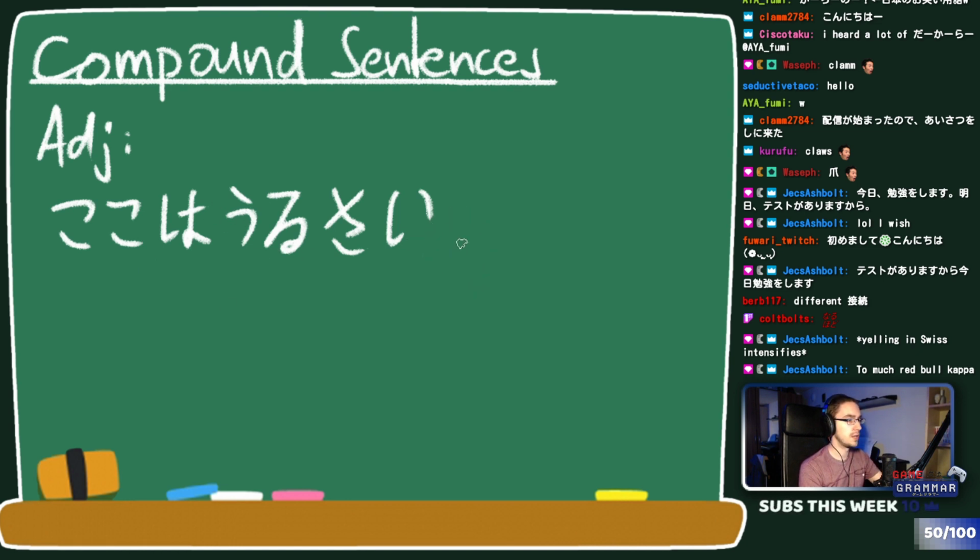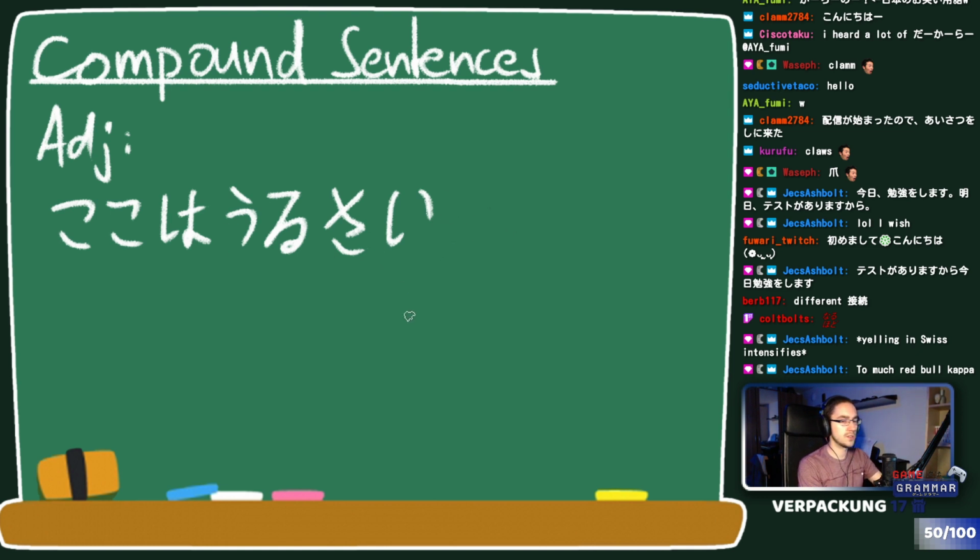If you want to make this polite, we can add this. Just the polite copula, and now it is a polite sentence, so that works just fine. Urusai. But that's not what we want. We don't want to be finished here. We want to say because it is loud. So what can we do? Well, we can actually just add kara. It's as easy as that.